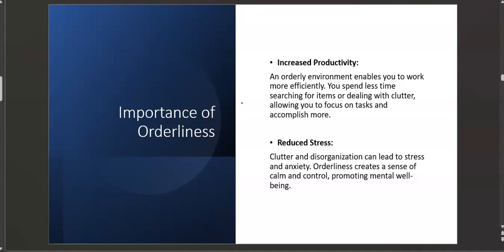Now, one main importance of orderliness is an orderly environment enables you to work more efficiently. You spend less time searching for items or dealing with clutter, allowing you to focus on tasks and accomplish more. So class, this is self-explanatory.